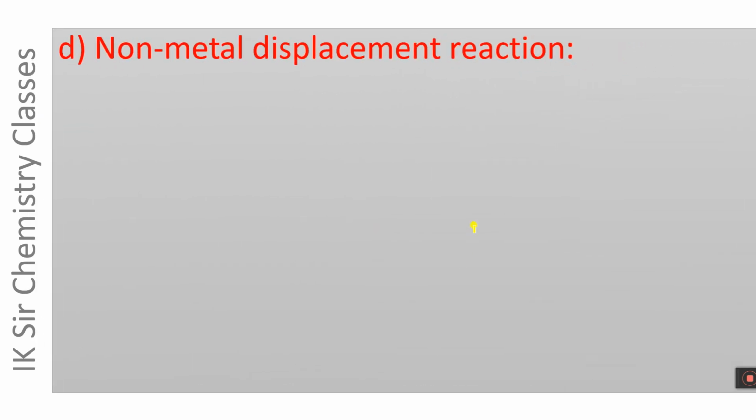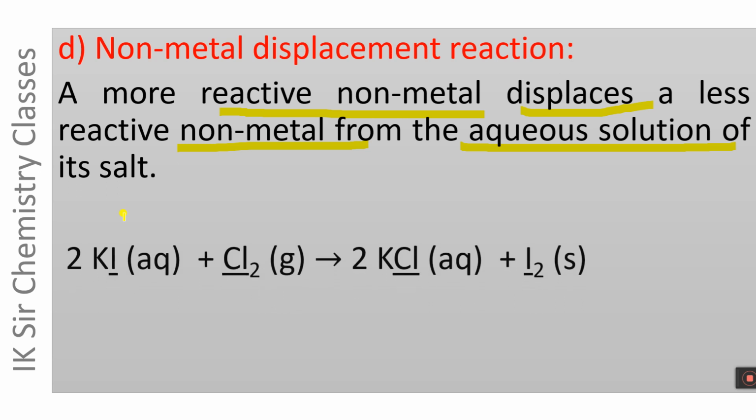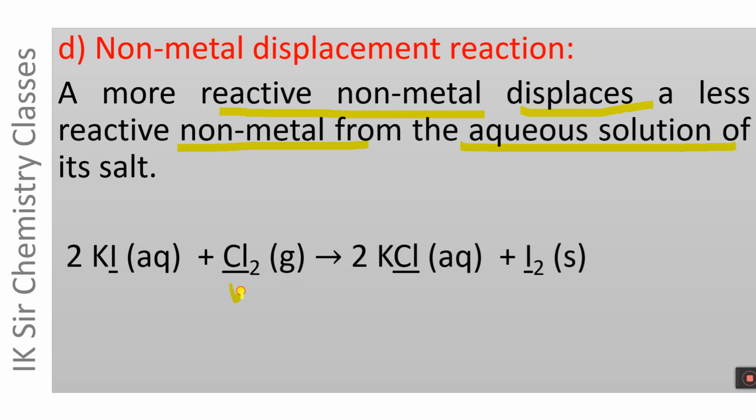Non-metal displacement reaction. It is similar to metal displacement reaction. A more reactive nonmetal displaces a less reactive nonmetal from the aqueous solution of its salt. It is called non-metal displacement reaction and it is a redox reaction. Let us illustrate it taking the following example. When chlorine gas is passed through the aqueous solution of potassium iodide, solid iodine is precipitated.